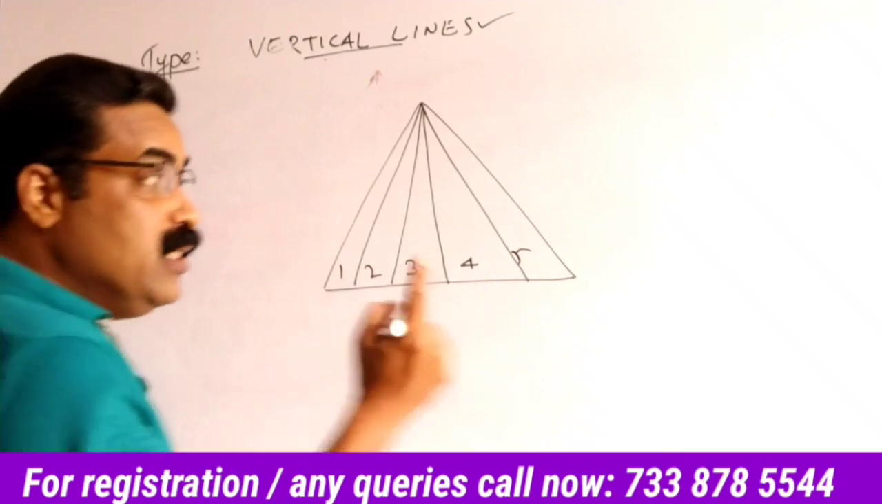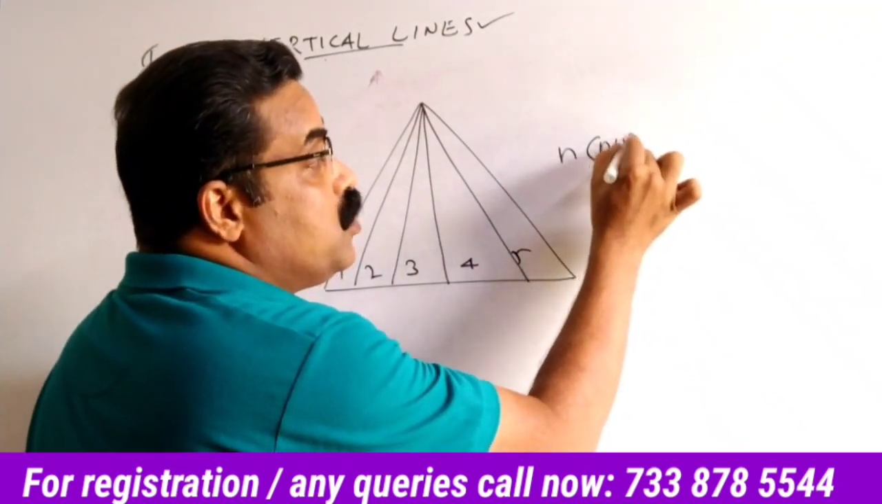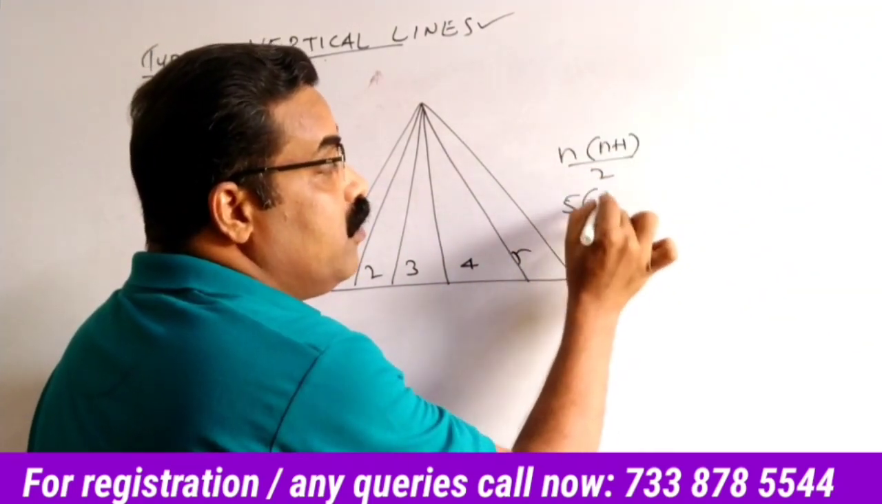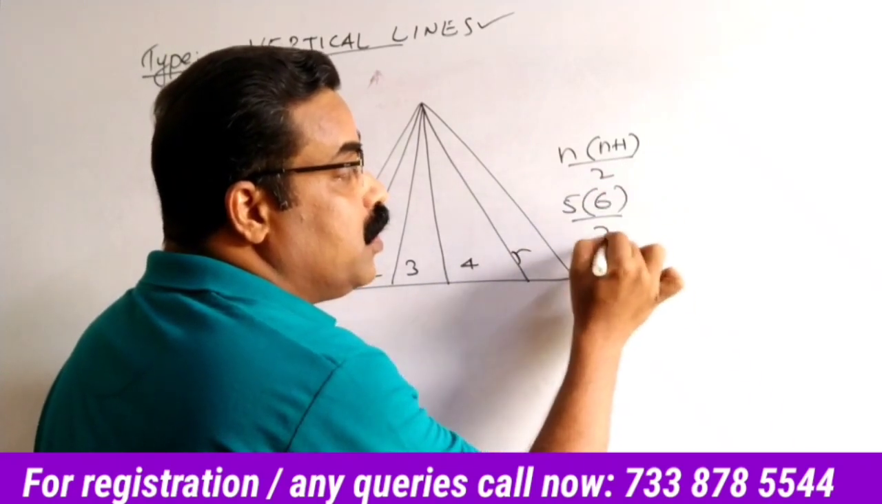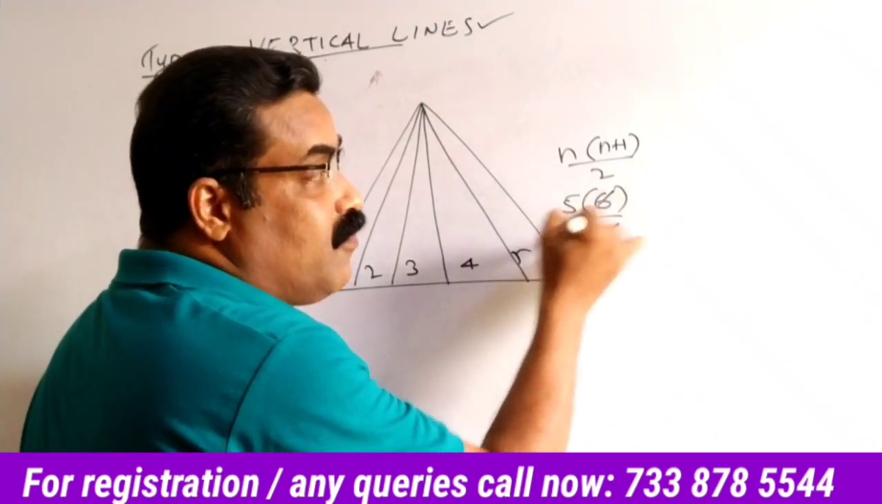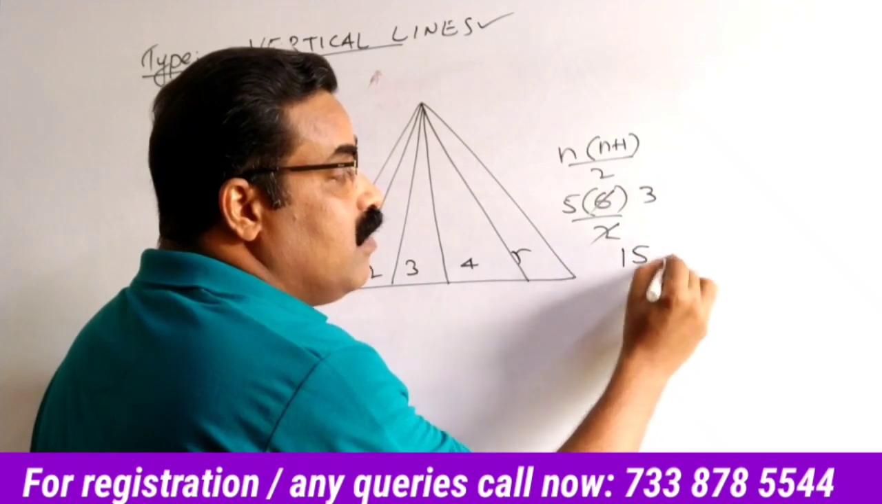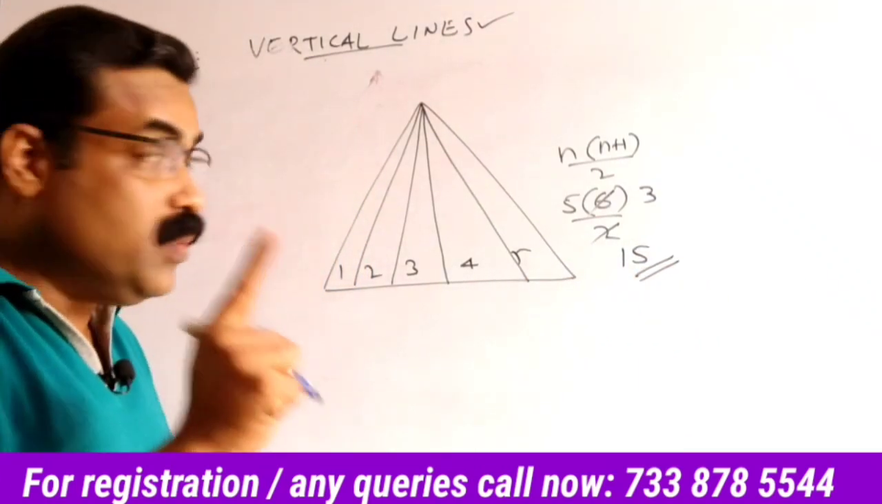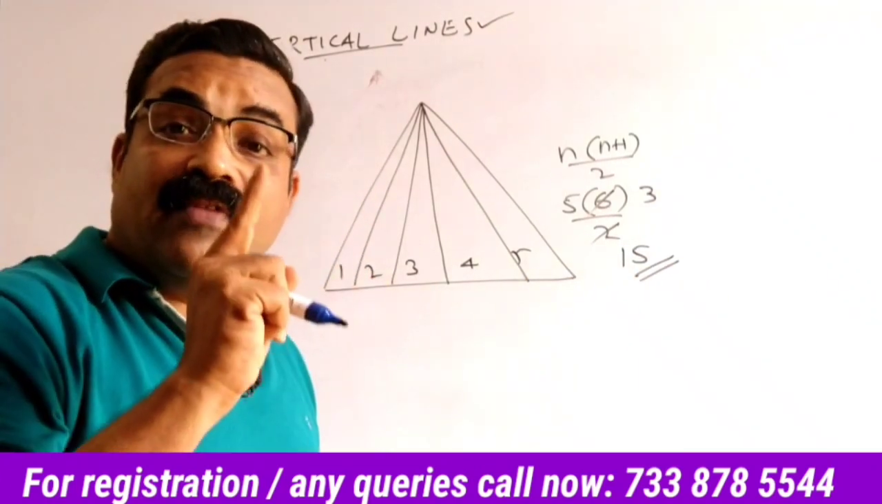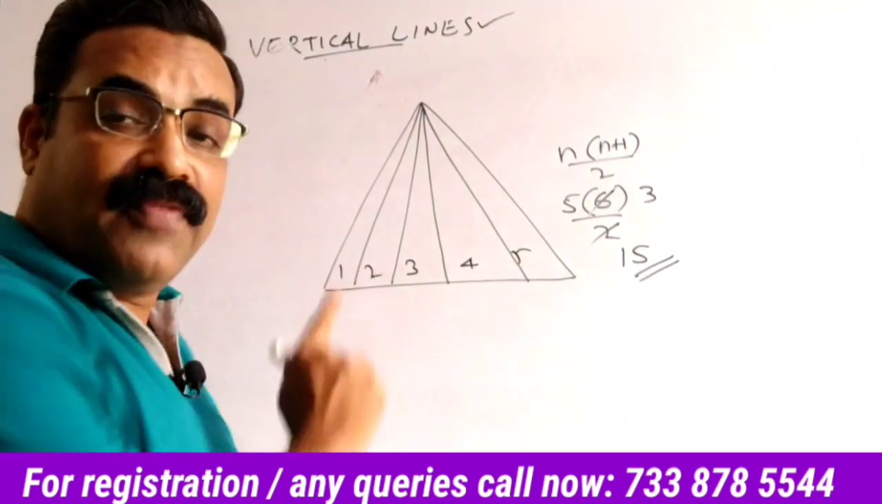5 parts are there. So you can directly write n into n plus 1 by 2. That is 5 into 5 plus 1, 6, by 2. Cut this 2 and this 5 3 times. The answer will be 15. If you count each triangle, you can find 15 triangles in this figure.